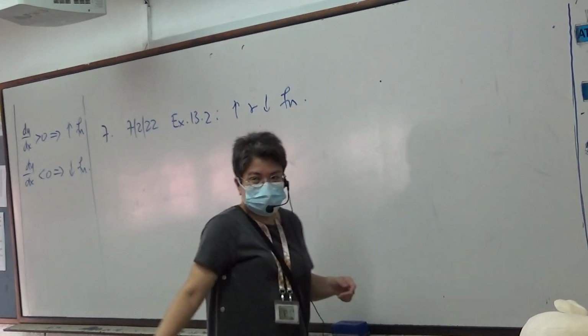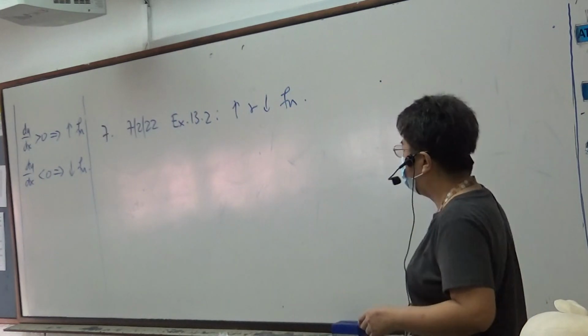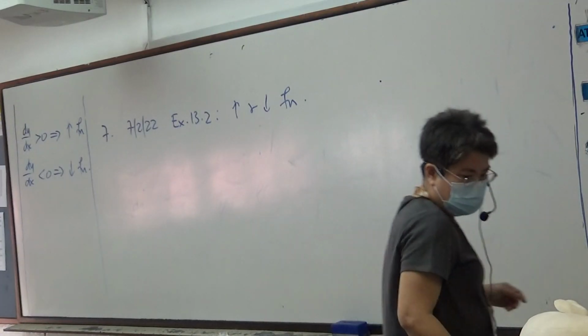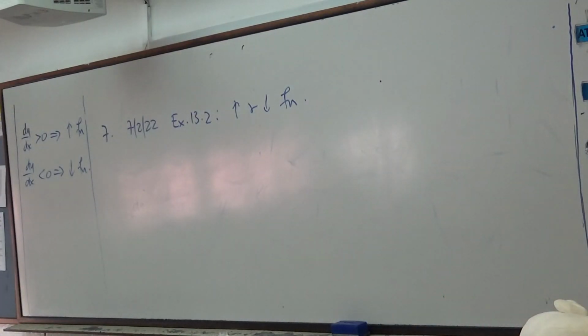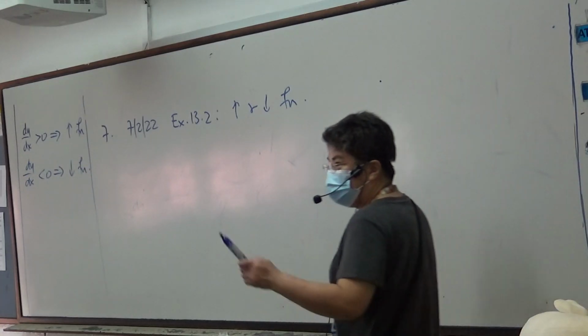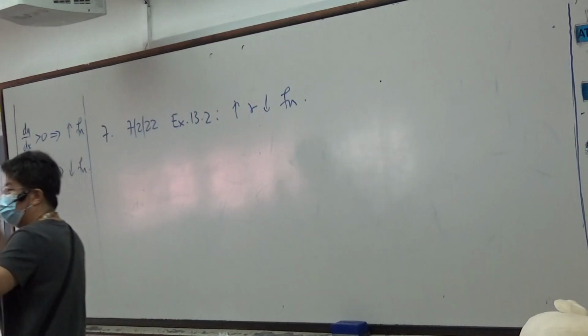Exercise 30.2. Increasing and decreasing function. Function is always short form fn. Okay, I'm going to give questions. But I'm going to show you how to do it. Then until the last part, you go and do it.